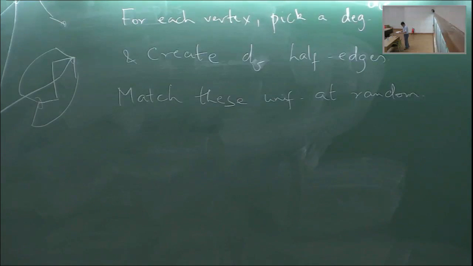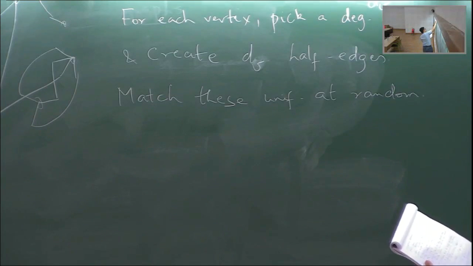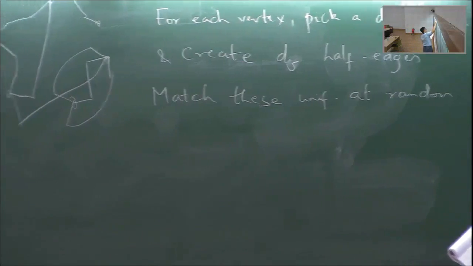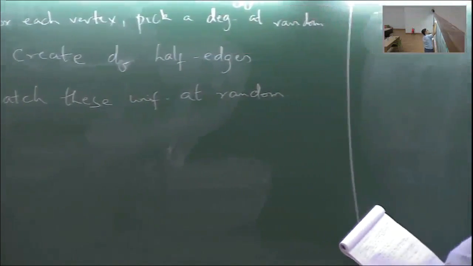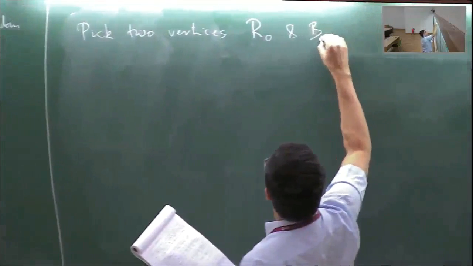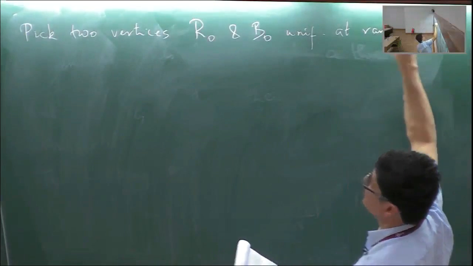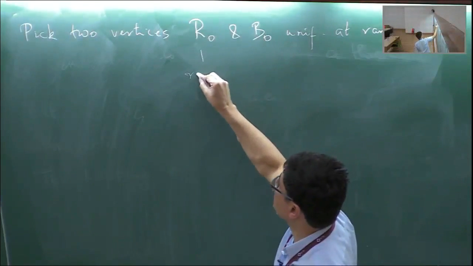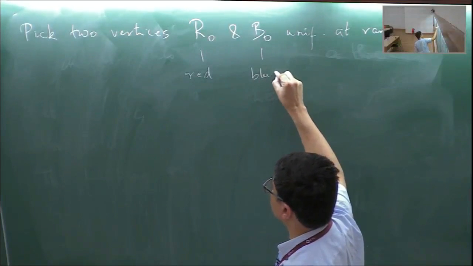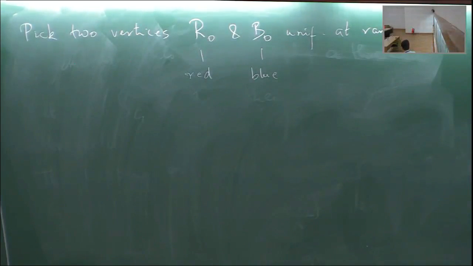Okay, so there are a few different papers on this, so let me state the problem, and I'll overrun by about 5 minutes if that's okay. Now we pick two vertices R0 and B0 uniformly at random. R0 is going to be colored red, B0 is blue, and then the color is going to spread out from these. So there are two models.